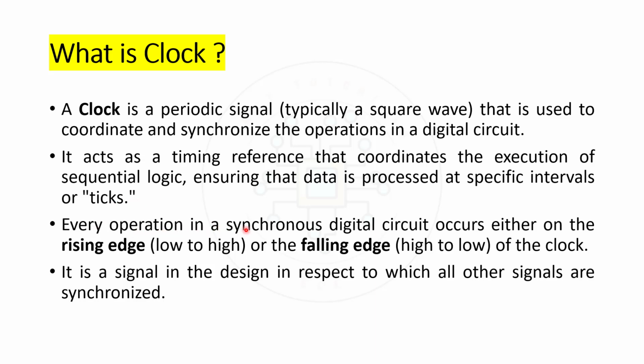Every operation in a synchronous digital circuit occurs either on the rising edge or the falling edge. So rising edge is nothing but going from 0 to 1, falling means coming from 1 to 0. So 0 is low, 1 is high. It is a signal in the design in respect to which all other signals are synchronized.